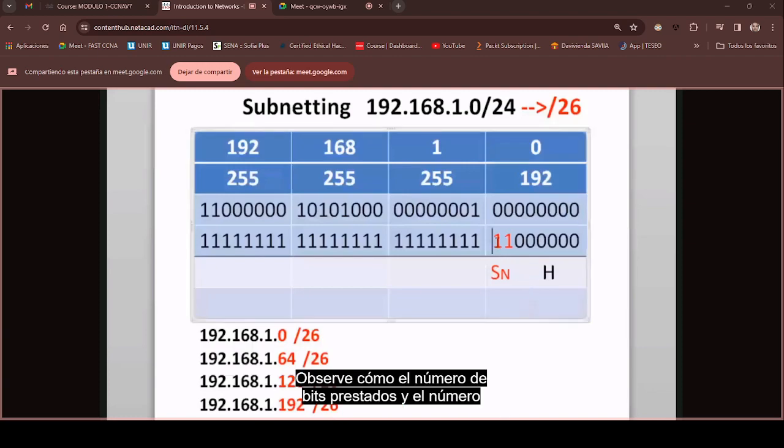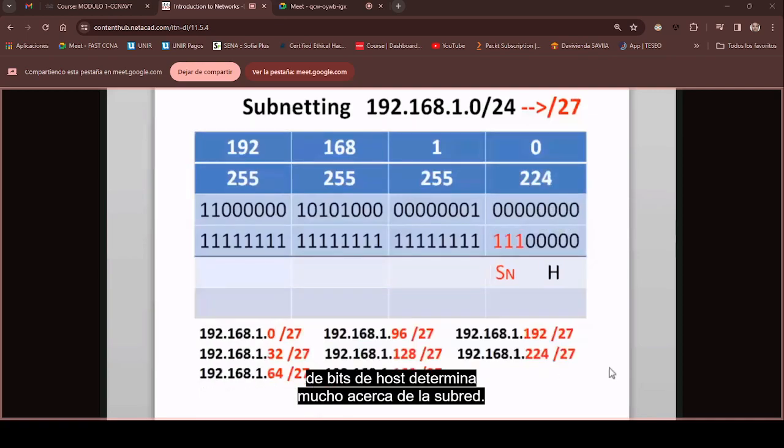Notice how the number of borrowed bits and the number of host bits determines a lot about the subnet. If I borrow 3 subnetwork bits, I now have a /27, so it goes from /24 to /27. I have 3 subnet bits. 2 to the 3rd power is 8. 2 times 2 times 2 is 8. And you can see that I now have 8 subnetworks created from the original 192.168.1.0 network. Each subnet is now /27. Notice that there are now 32 hosts, or 30 usable hosts, per subnetwork.